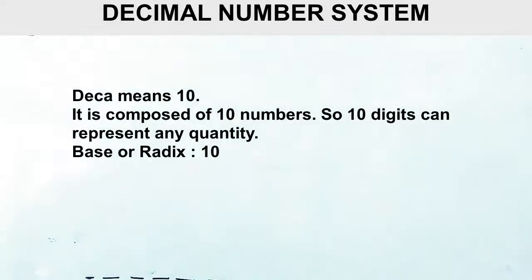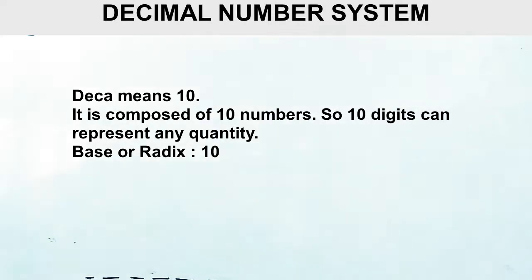Hi. So in the previous section, we have discussed the introduction of number systems and different categories of number system, like positional number system and non-positional number system, and why they are known as positional and non-positional. Today we will start with different types of number system.